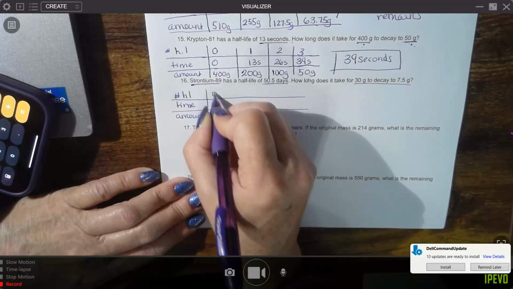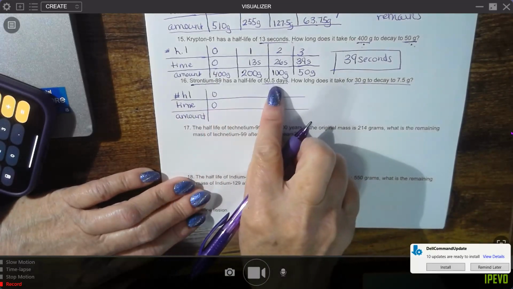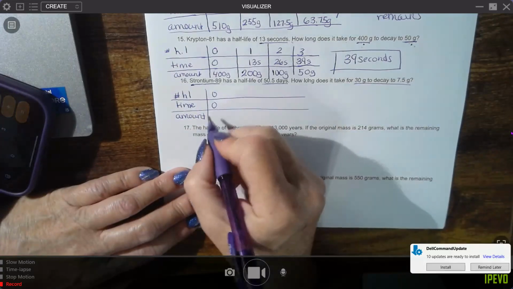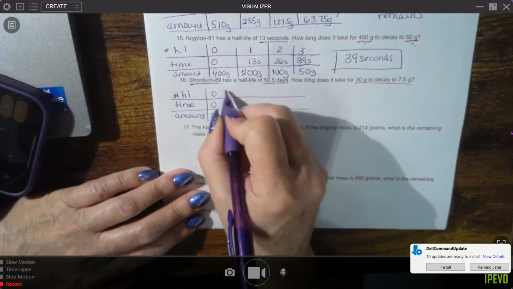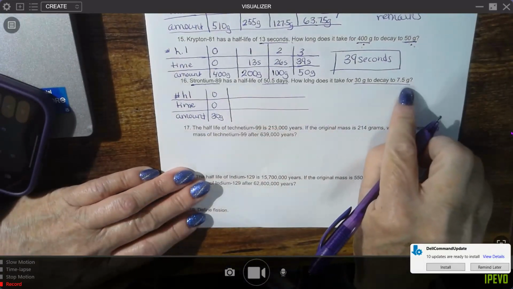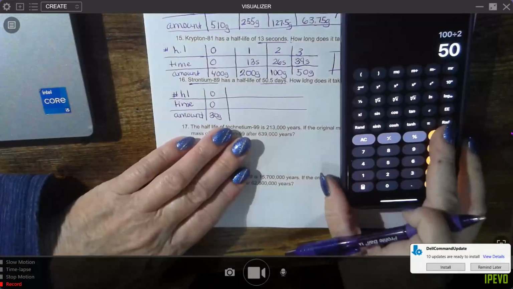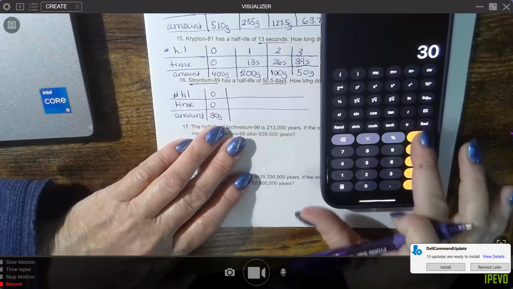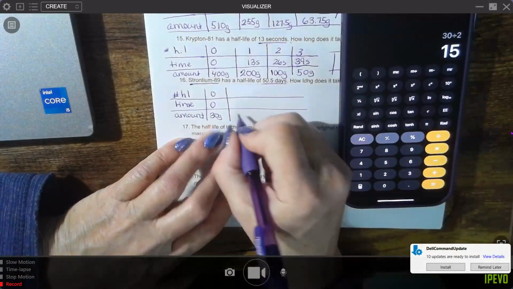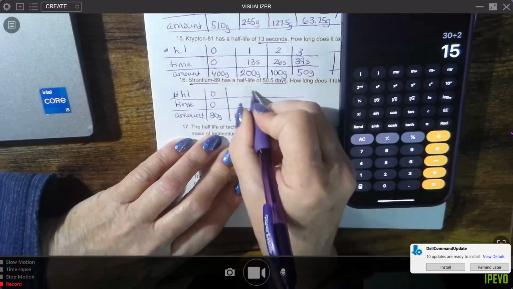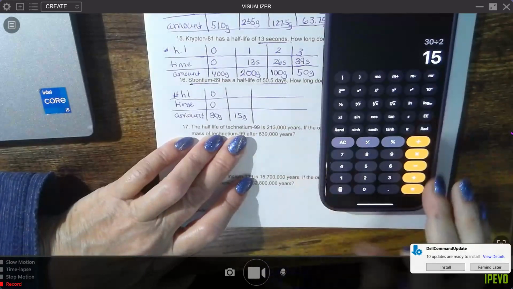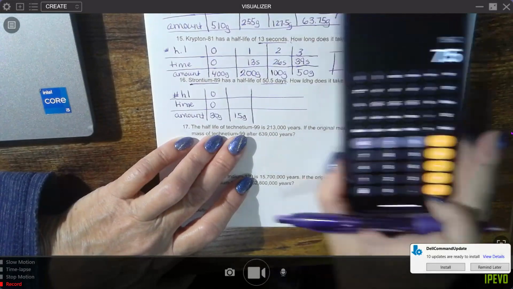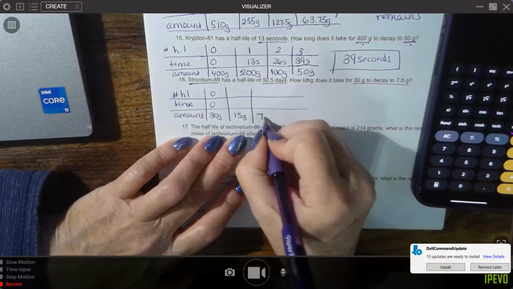So at time 0, what do I start with? I start with 30 grams, and I need to get down to 7.5 grams. So let's figure that out first. 30 divided by 2 is 15. 15 divided by 2 is 7.5. That's what we're looking for.